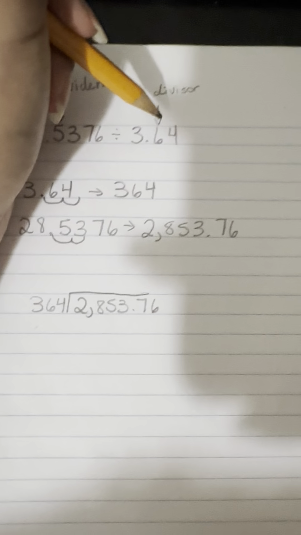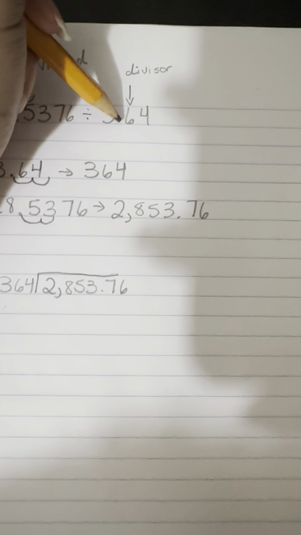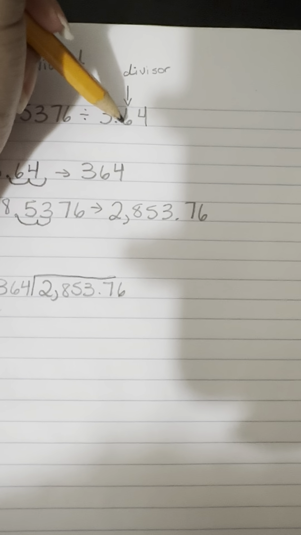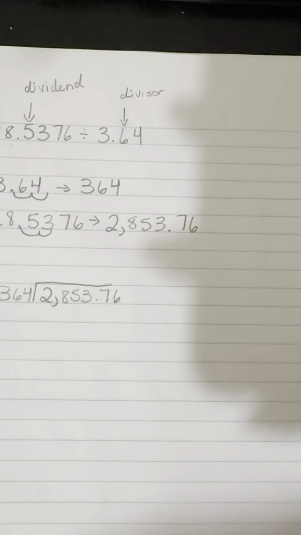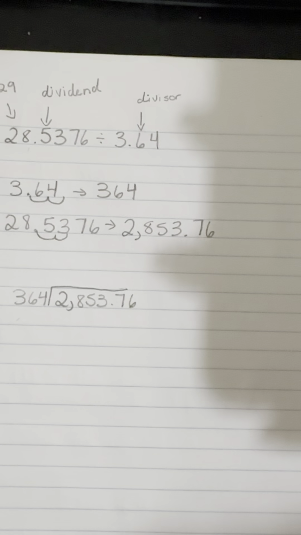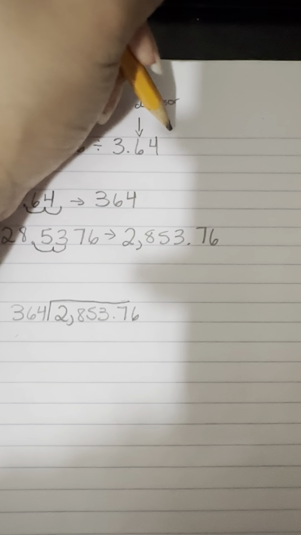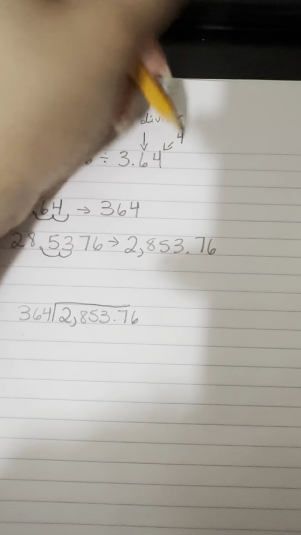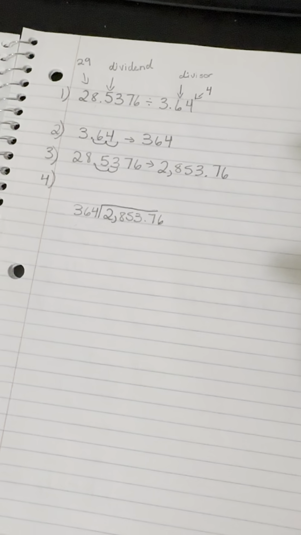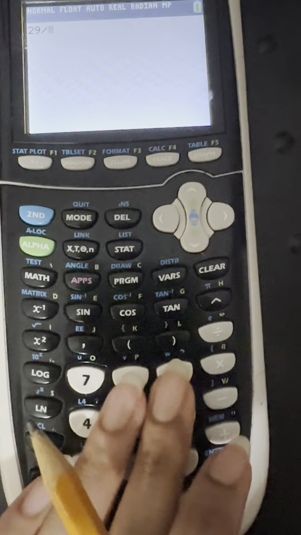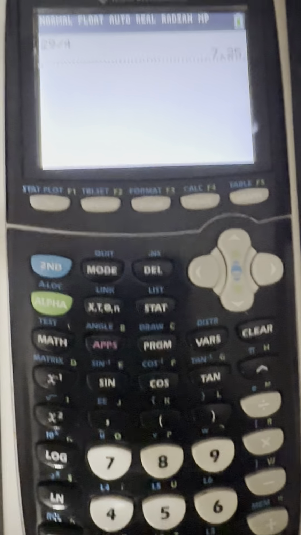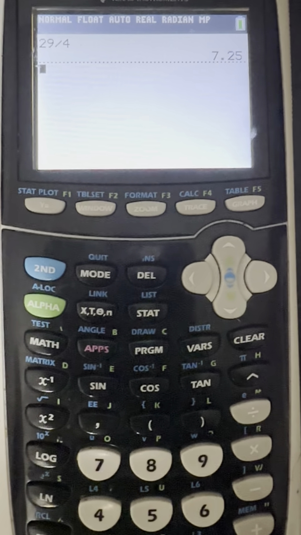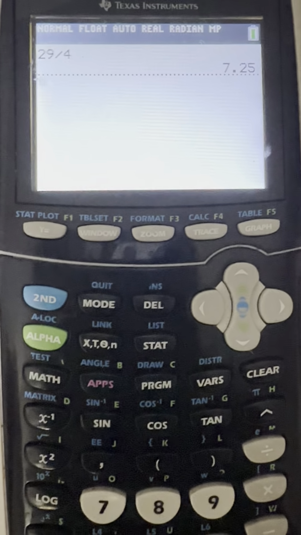We're going to do the same thing with 3.64. The number behind the decimal is 6, which is higher than 5. Remember, it's 5 or higher when we round up to the next biggest number. So that's going to be 4. And we want to take 29 and just divide it by 4. And that is 7.25.